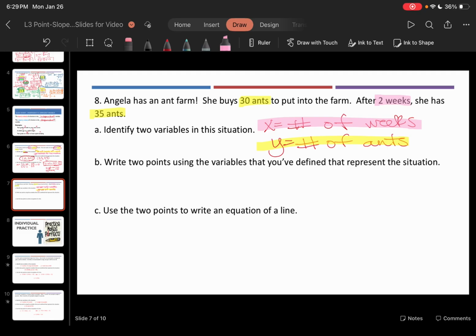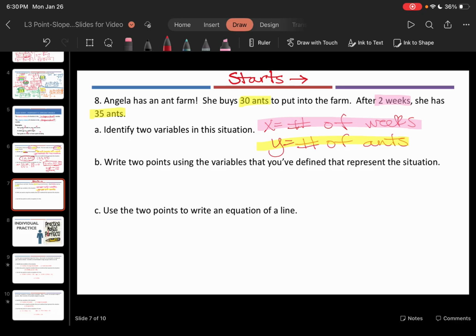So let me go back and reread this. It says she buys 30 ants to put on the farm. So that's kind of like at the start. It's like she starts with 30 ants, right? So how many weeks have gone by at the start of the ant farm here?